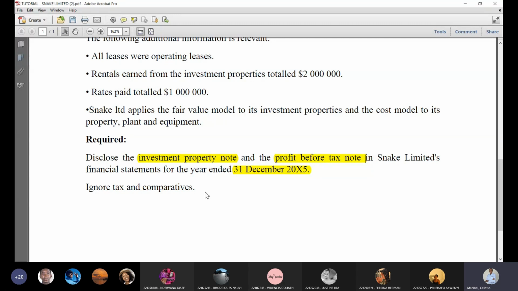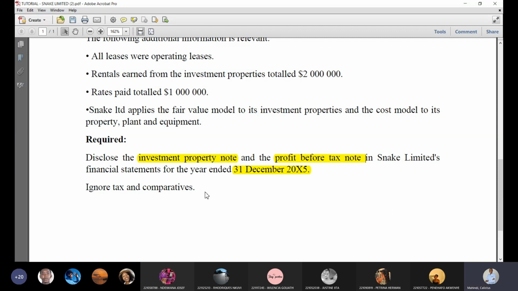If we look at the example, there are items such as rates. That would be included in your profit before tax note. And then we'll also have depreciation. Depreciation is another item that would appear in the profit before tax note. So we're just listing those expenses. I would recommend that you go and look at IAS 1, presentation of financial statements, and look at the disclosure, specifically under your profit before tax note, just to read the items that can be disclosed or shown under the profit before tax note.